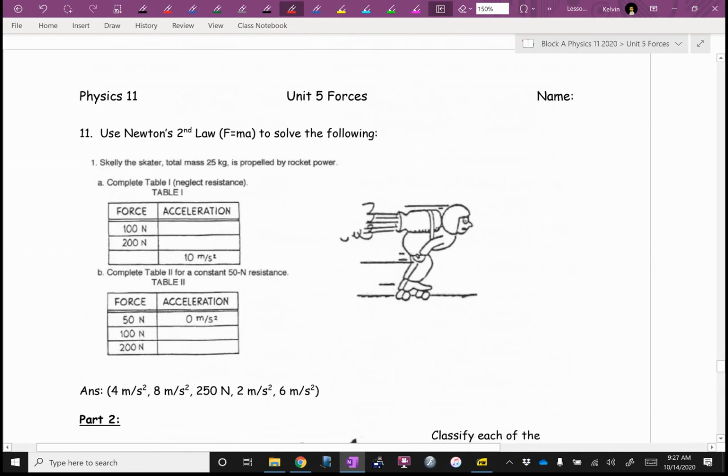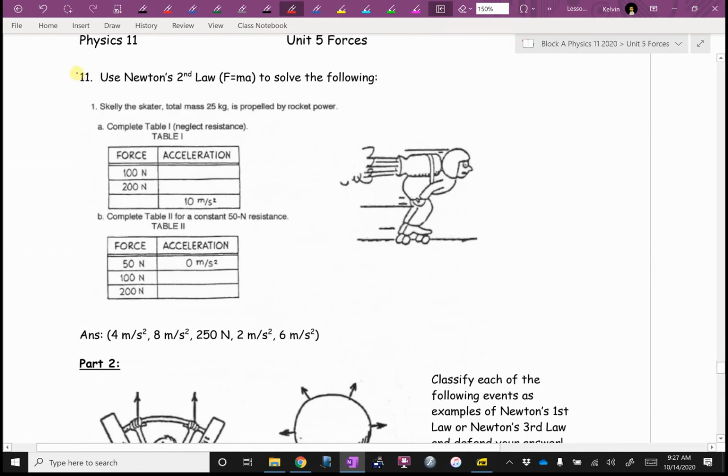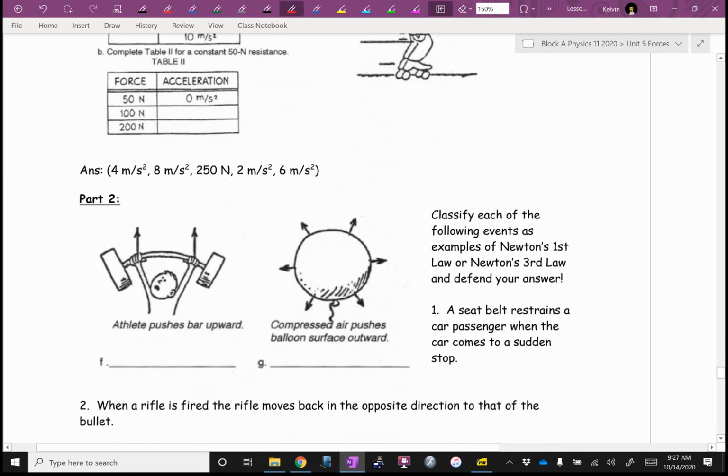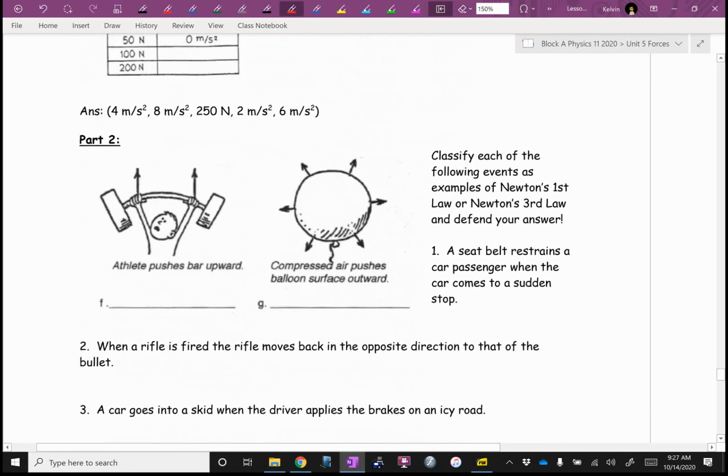Turn the page, please. 11, I have not talked about. I want to see who can have the, I know what they're getting at moment for number 11. I did put the answers there. Part 2. I don't want you to worry about F or G. Cross those out.